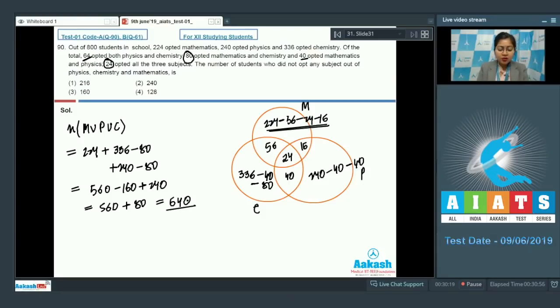Now in total we have 800 students, which means that the number of students who didn't opt for any subject will be 800 minus 640, that is equal to 160. So we can say that the correct answer will be option number 3.